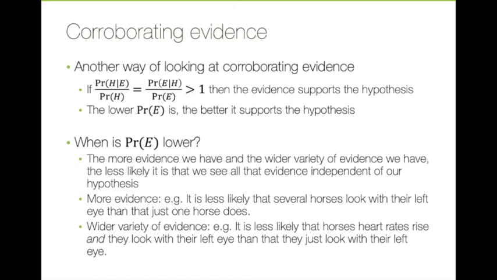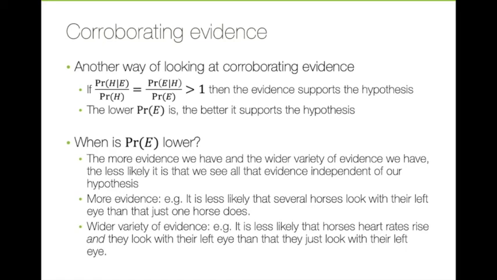We're going to focus on the probability of E, the number in the denominator on the right-hand side. By definition, the probability of E is going to be between 0 and 1. And since it's between 0 and 1, the lower it is, the bigger that whole ratio will be. So the higher that ratio of E given H to E is, that tells us that the lower the probability of the evidence is, the better the evidence supports the hypothesis. So when is the probability of the evidence lower?